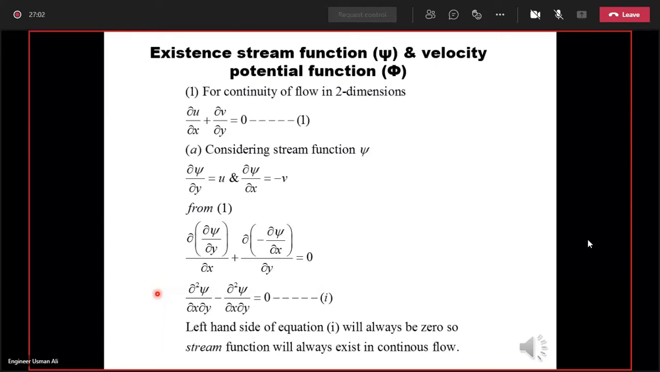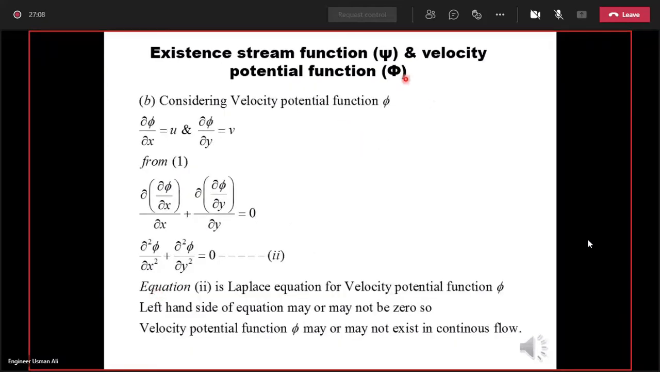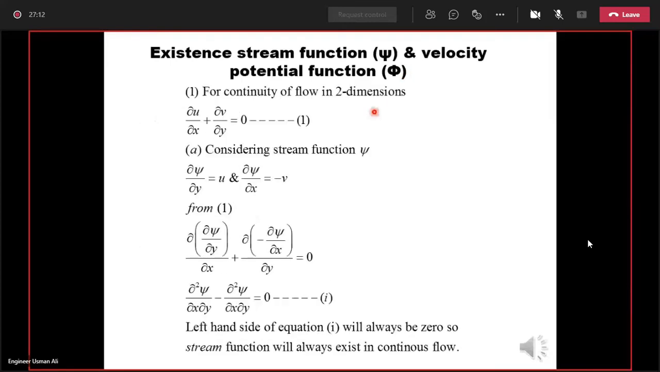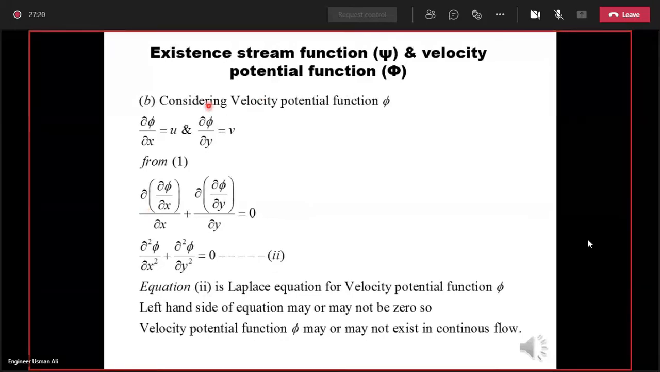That is definite. Then let us check whether the velocity potential function phi will exist in continuous flow or not. So again, taking the continuity equation and putting the values of u and v in terms of phi, partial phi over partial x is u, and partial phi over partial y is v. You have to memorize how u and v are defined by phi, and how by psi.